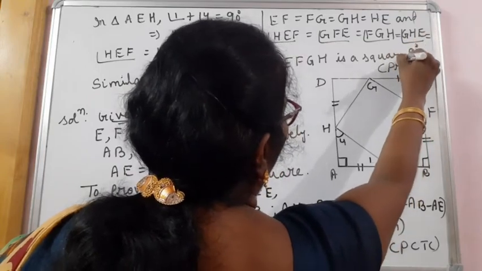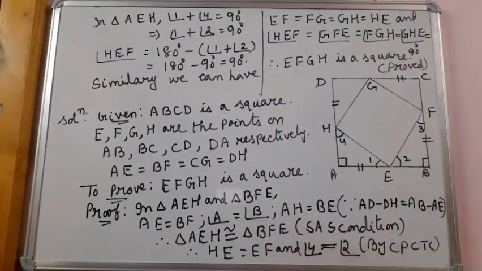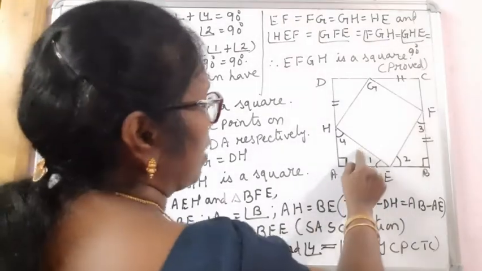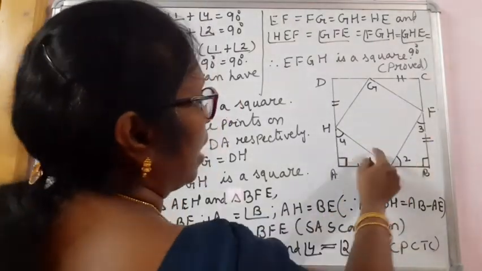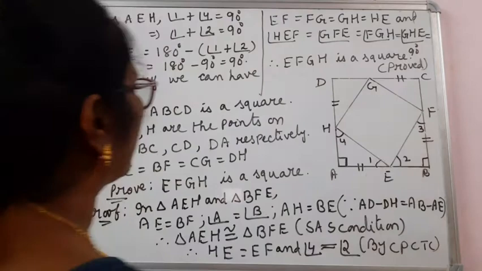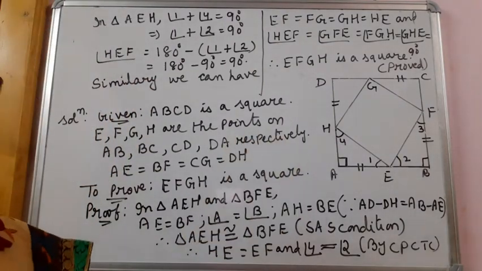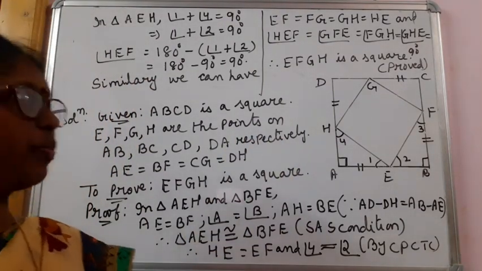Actually, all the four is not needed. When we show that three sides are equal and two angles are 90 degrees, automatically we can say that it is a square. I hope this is clear to you.